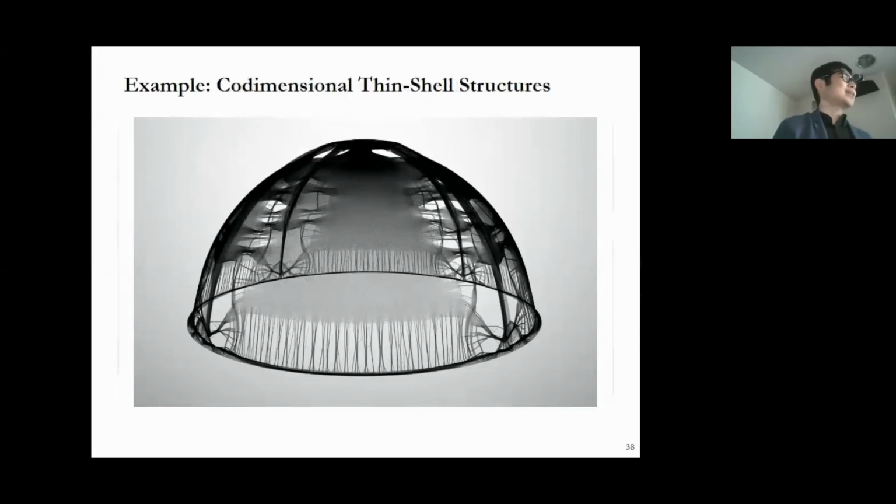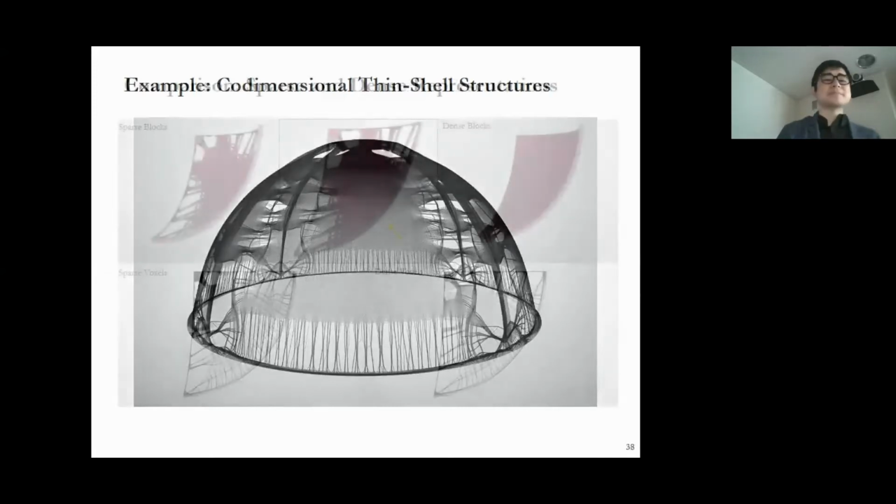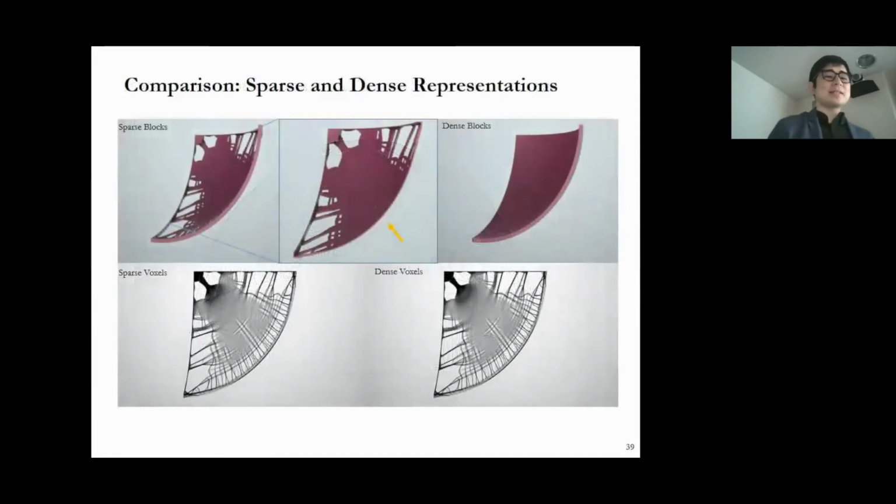The evolution will lead us to some complicated geometry combining codimension 1 and 2, and eventually to form a structure that is within the thin shell, but whose occupied region is codimensional. And we also did some comparison to show the computational efficiency by activating different types of blocks.